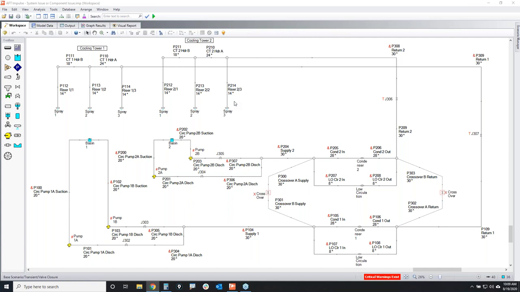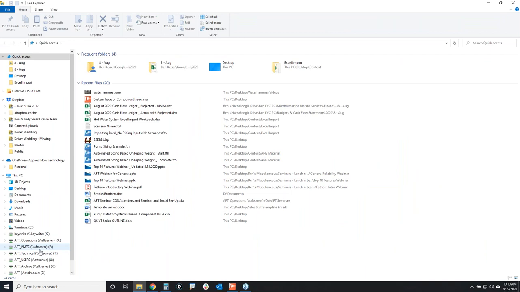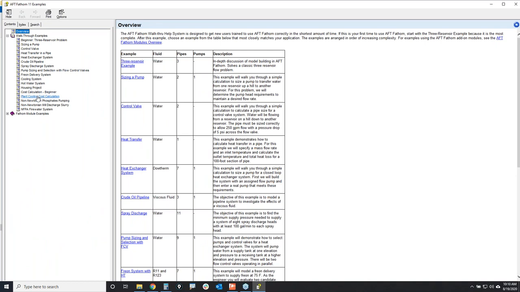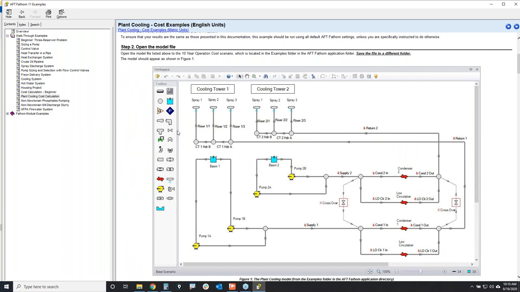So this is the particular system that I'm going to demonstrate for you today. This actually is a model that comes from our AFT Fathom examples. And so if you happen to have access to AFT Fathom, and you were to dive into the examples help file, the example that I am using comes from our cost calculation example right here. So as you can see, it's very similar. I've slightly modified the model before bringing it into AFT Impulse.